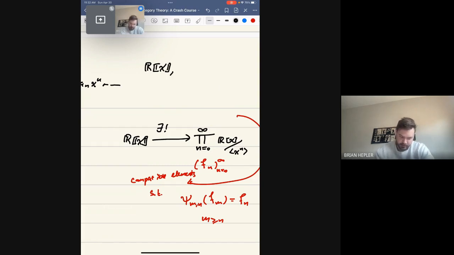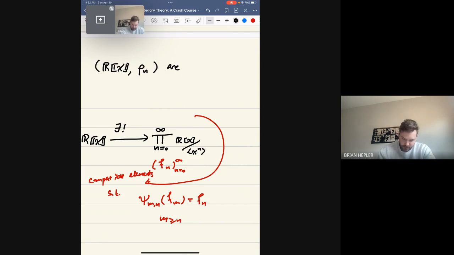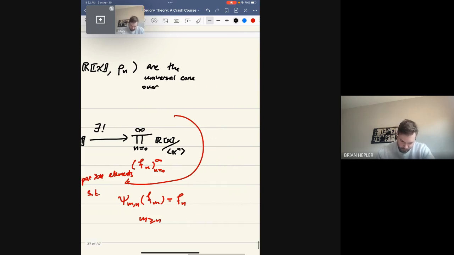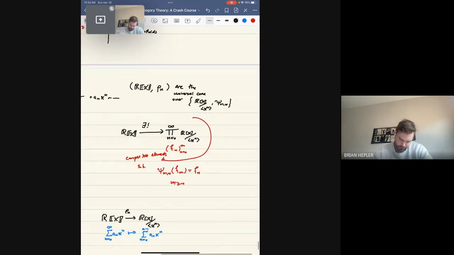And this ring, together with these kind of projection morphisms, are the universal cone over the diagram or over this family. I should say all these morphisms.